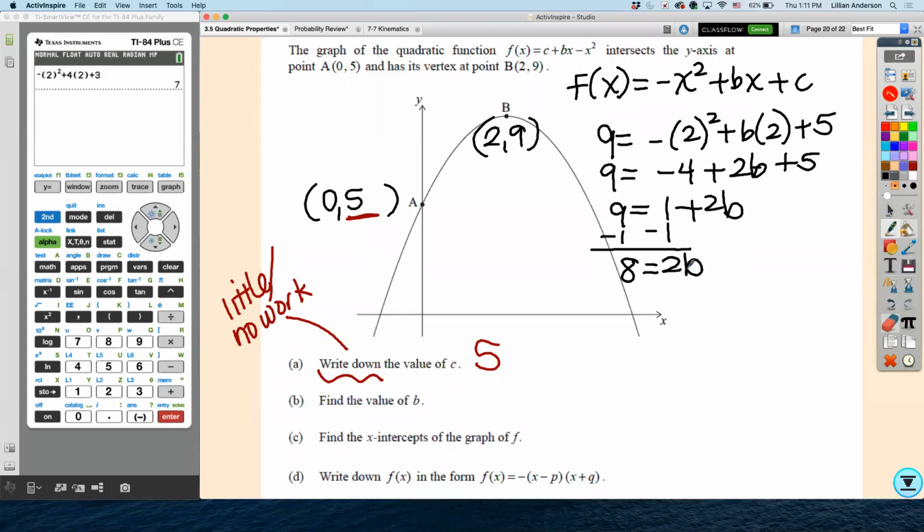And just to clarify, you put 9 as the f of x because that's y. Exactly. So B equals 4. So B is equal to 4.